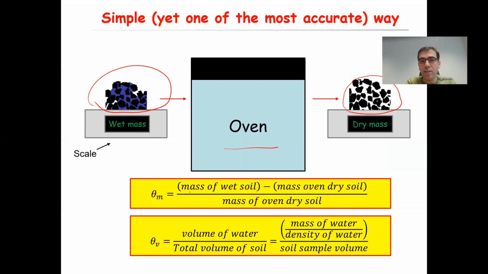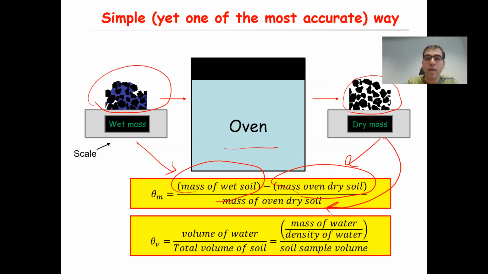Now you can simply use this formula to calculate the average water content of this soil sample. That is the mass of the wet soil, you have it from here, and the mass of the oven dry soil, you have it from here, divided by the mass of the oven dry soil, which again you have from here. So then you can calculate theta m by that.